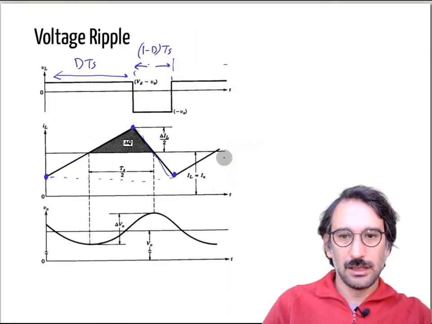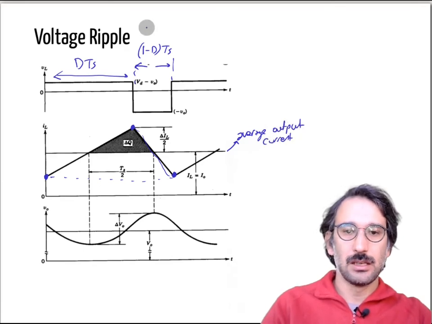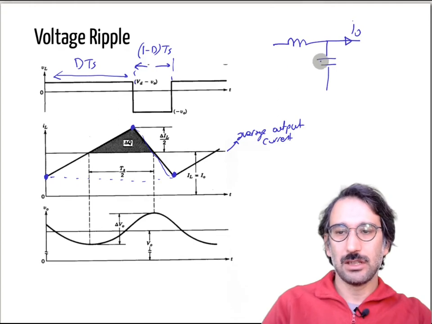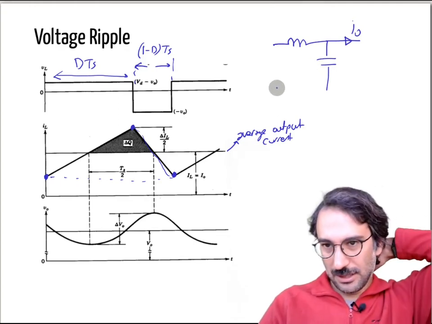So we have the output current. This is the average output current. Now let me just draw three branches. Here I have that current going in on average. Again, there's a trick here.